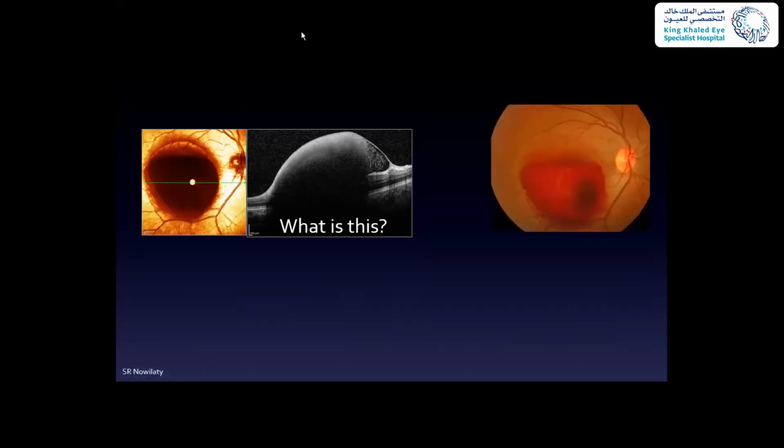Okay, this is a sub-ILM hemorrhage also. Here it is. And this line is not really this line. So, this was placed to fool you. This is a vertical scan. While I'm showing you here a line, a horizontal scan, this is actually a vertical scan of this eye that went like this.